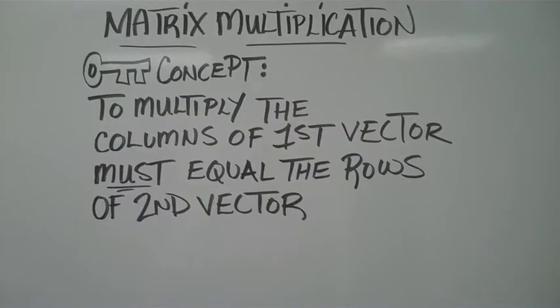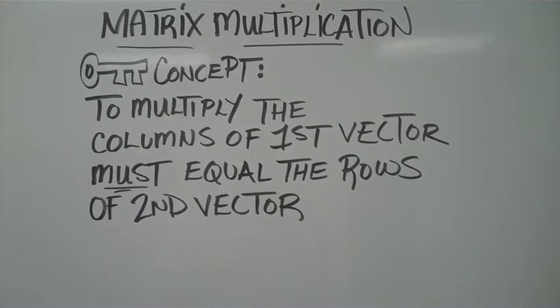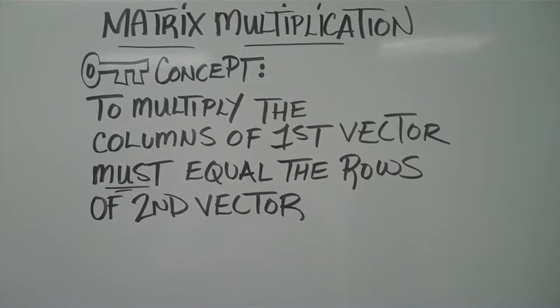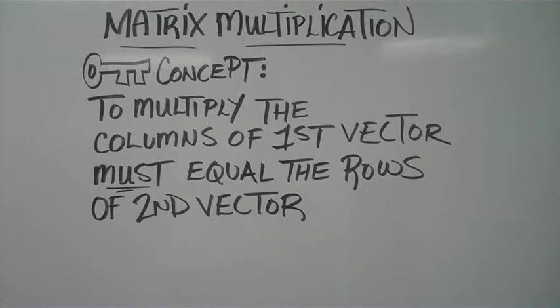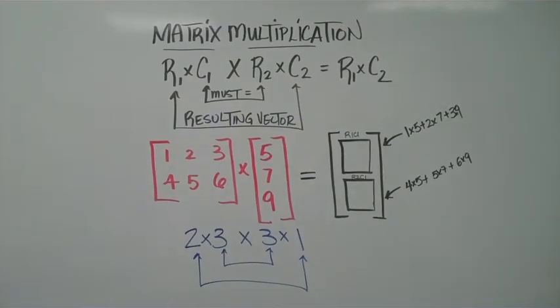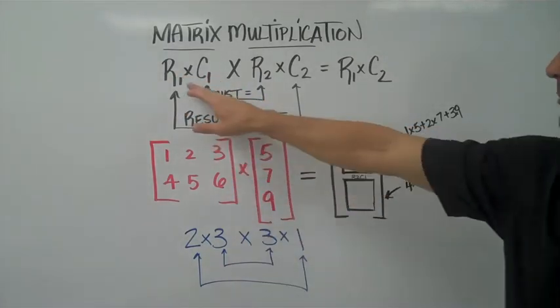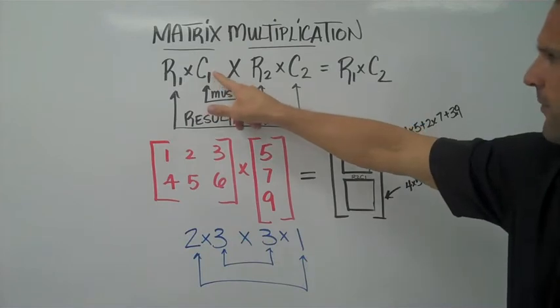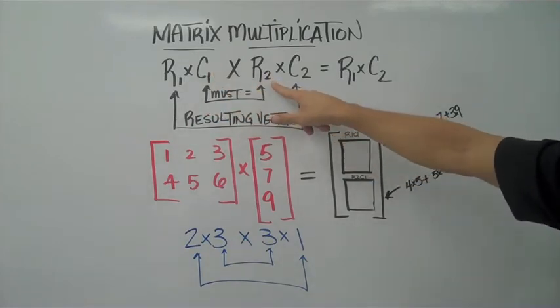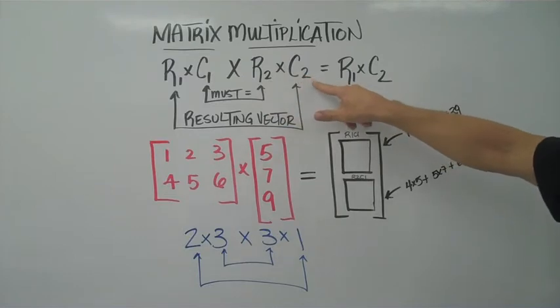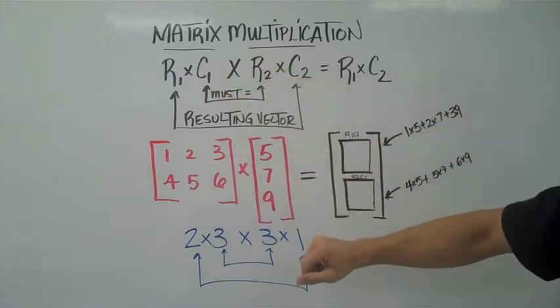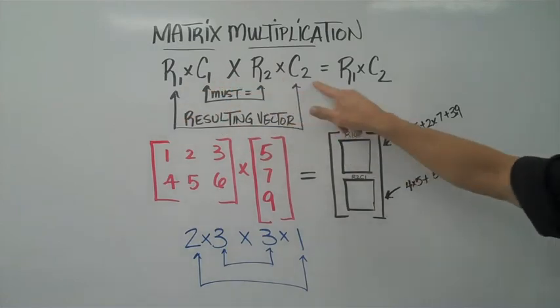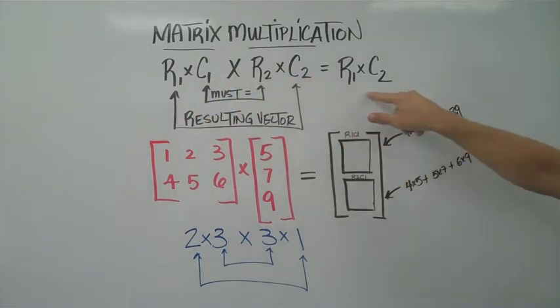With matrix multiplication, a key concept is that in order to multiply, the columns of the first matrix must equal the rows of the second matrix. Here's an example of matrix multiplication, meaning one matrix times another matrix. I'm not talking about one matrix times a scalar. The columns of matrix 1 must equal the rows of matrix 2. These must equal each other. And the rows of matrix 1 and columns of matrix 2 on the outsides will give you your result.